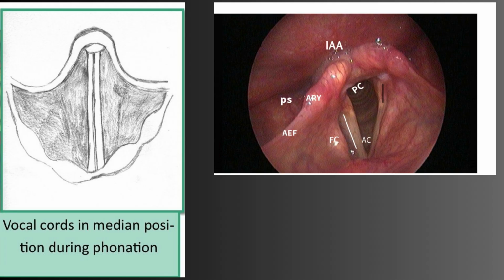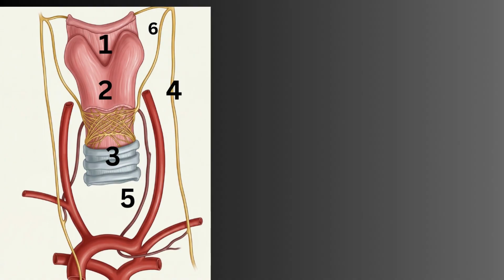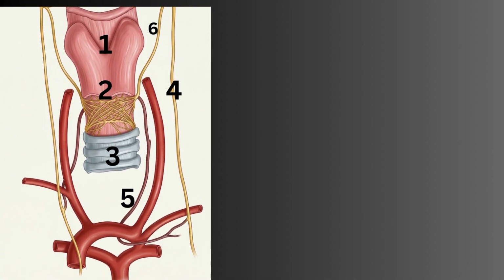All other intrinsic muscles are supplied by the recurrent laryngeal nerve, which is a branch of the vagus nerve. We will talk about the recurrent laryngeal nerve as we discuss the MCQs today. The posterior cricoarytenoid muscle is the only abductor of the vocal cords.